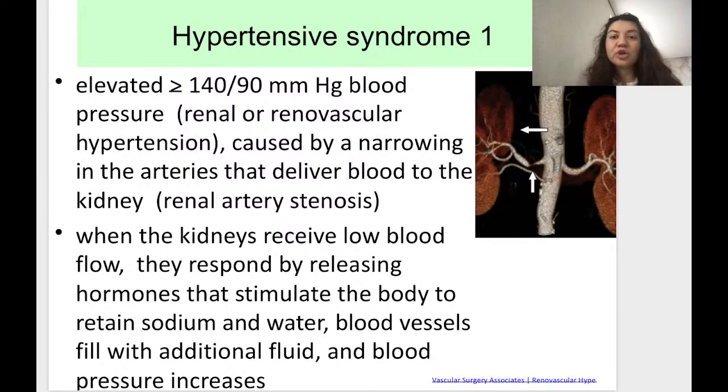And the last syndrome for today is hypertensive syndrome. Elevated blood pressure, you know from the lecture on hypertension, is more than 140 systolic and 90 diastolic.